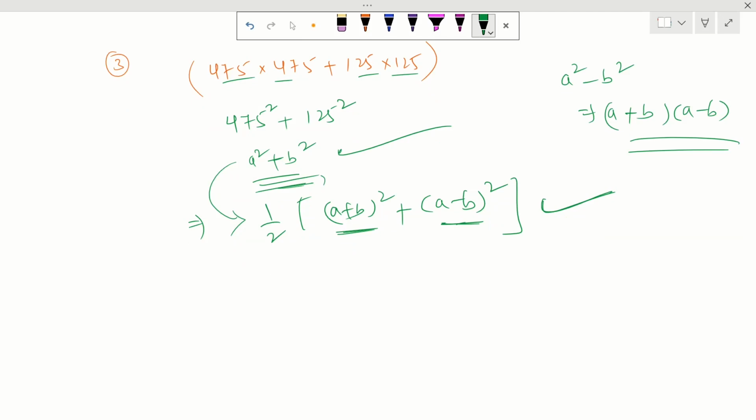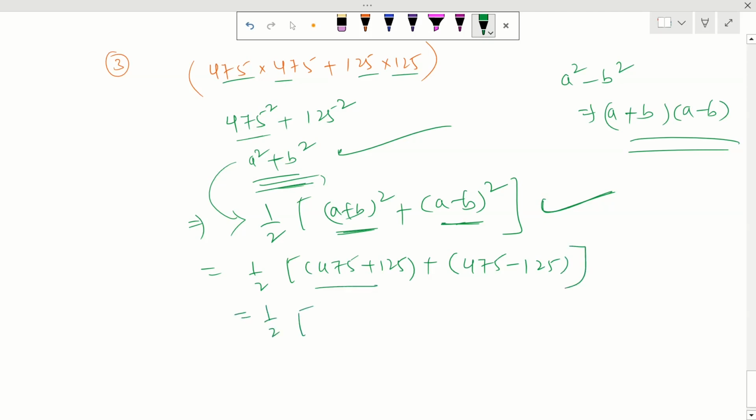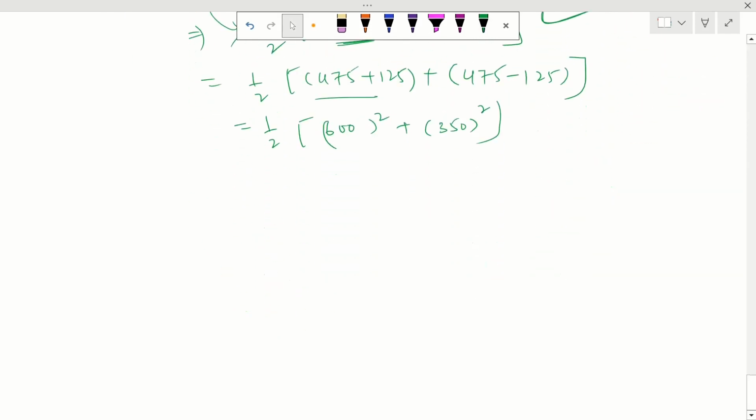So here a is 475, so you can write 1 by 2 of 475 plus 125 whole square, plus 475 minus 125 whole square. When we add, we get 600 square, and this one gives 350 square. Now we can simplify this and we will get the easy formula.